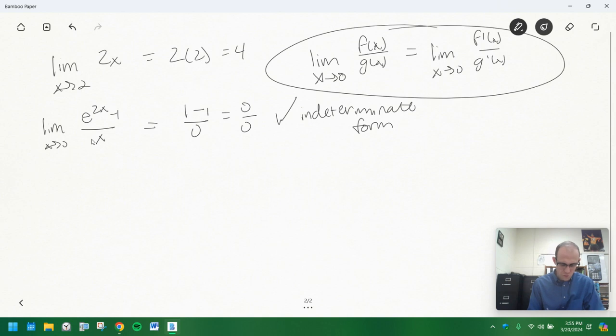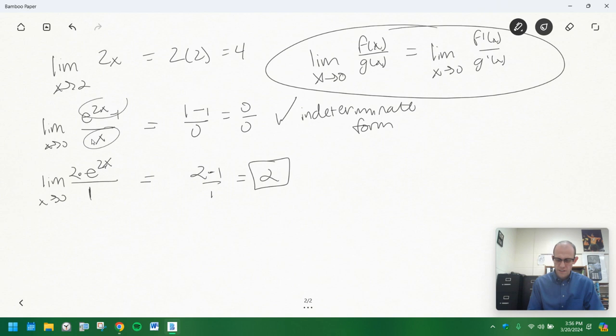Now, using L'Hopital's rule, I'm going to take the derivative of the numerator and the denominator, and that's the new limit I'm going to apply. So the derivative of the numerator is e to the 2x times 2, minus 1. That derivative was 0, so it goes away. And the derivative of x is 1. Now we plug in a 0, and we get out e to the 2 times 0, which is 1, times 2, divided by 1, and our limit is 2.